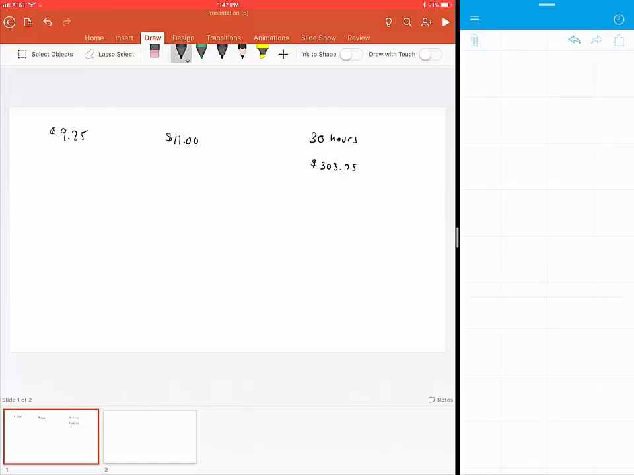So we have all the information they gave us: the $9.75, the $11, the 30 hours, and the total of $303.75. So we're going to mark the hours as a security guard as X, the hours as a landscaper as Y, and the sum of those two is going to add up to 30 hours. Since we're going to have 2 variables, I'm going to solve this one for X, because I only want 1 variable to solve in my equation.